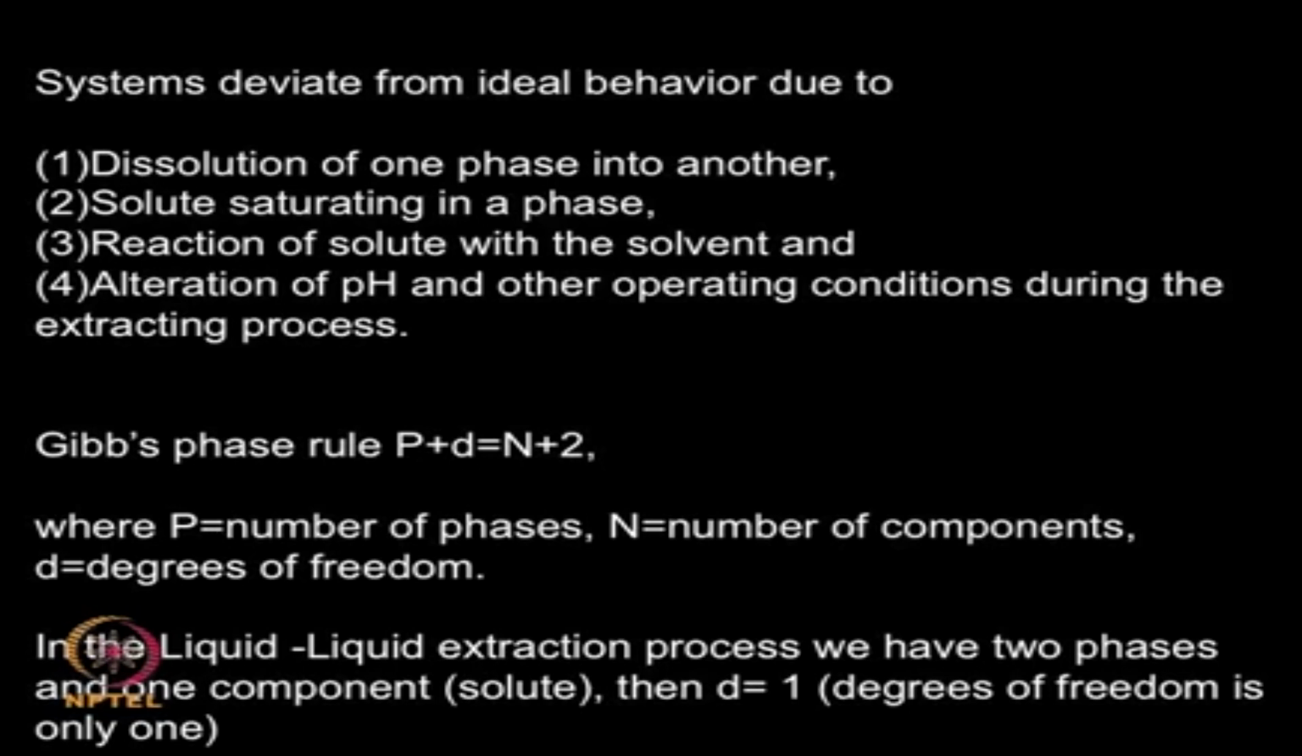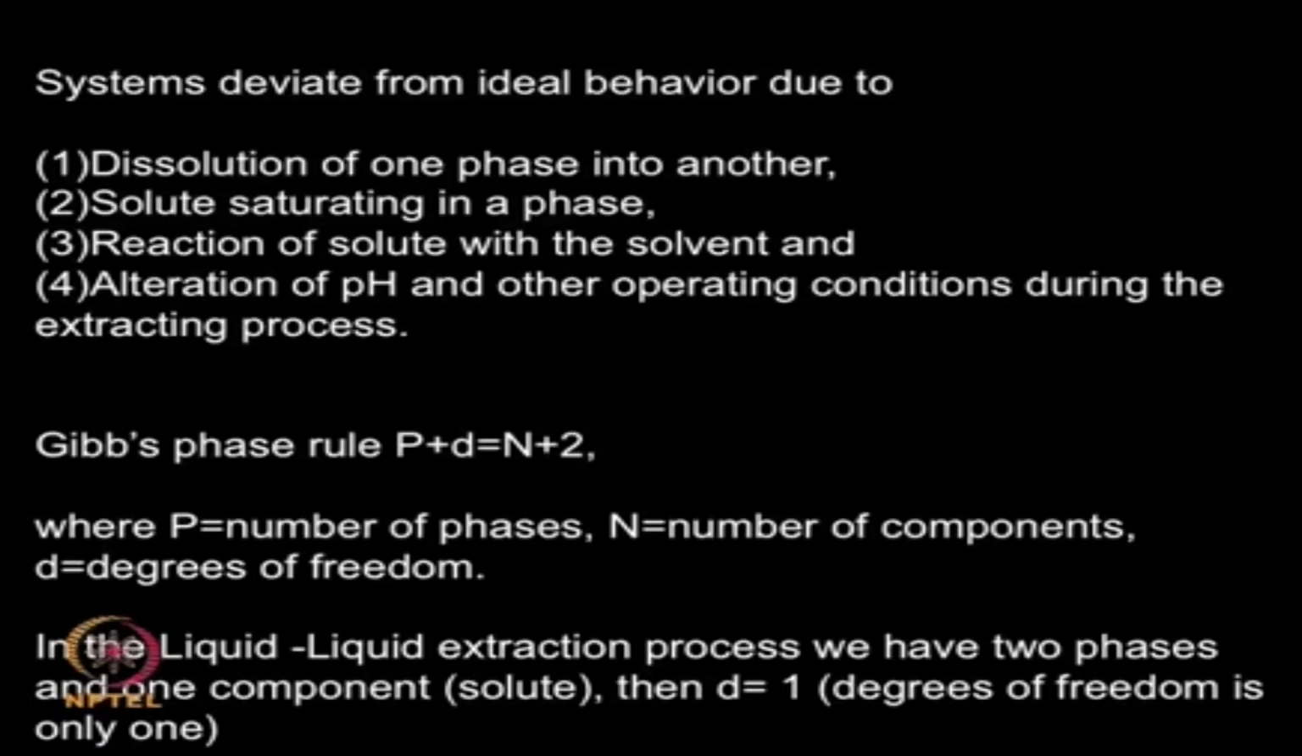Now the Gibbs phase rule says that P plus D is equal to N plus 2, where P is the number of phases, N is the number of components, D is the number of degrees of freedom. Okay. So what do we have? We have two phases, we have the feed phase and we have the solvent phase, 2 phases. Now component wise you have one component, that is your solute is getting partitioned either in the solvent phase or it is present in your feed or fermentation broth. So if you substitute that, you find that the degrees of freedom D is equal to 1. So you have only 1 degree of freedom.